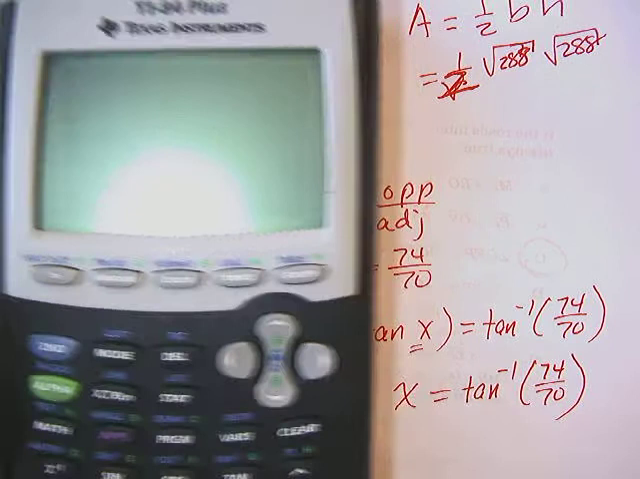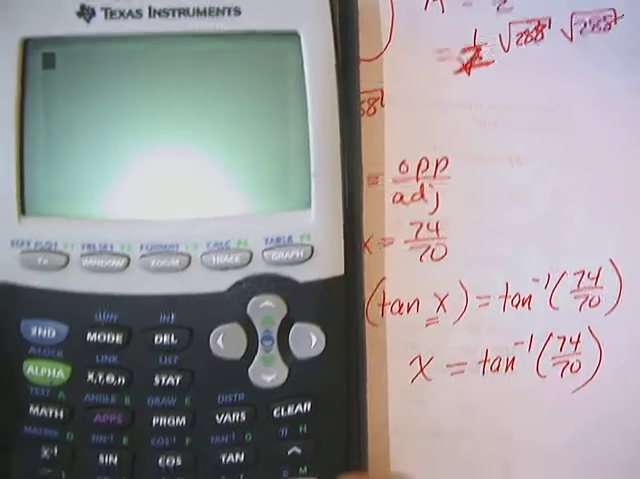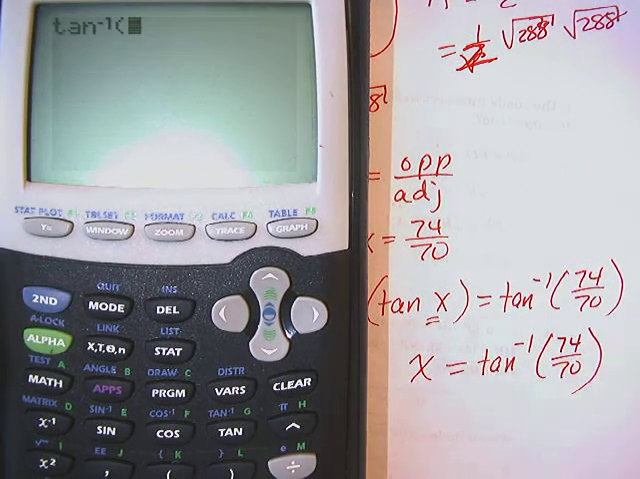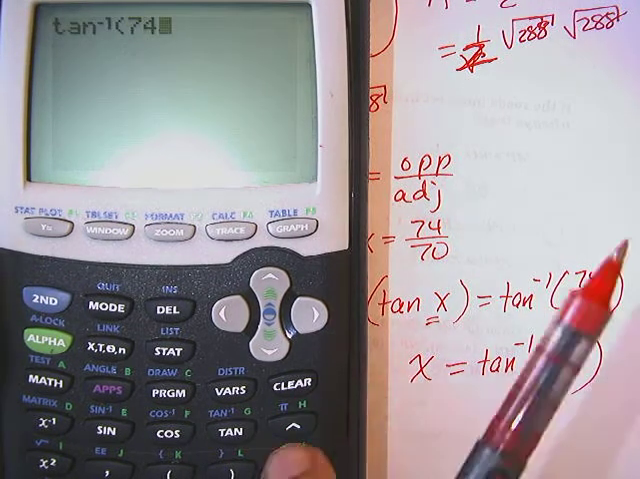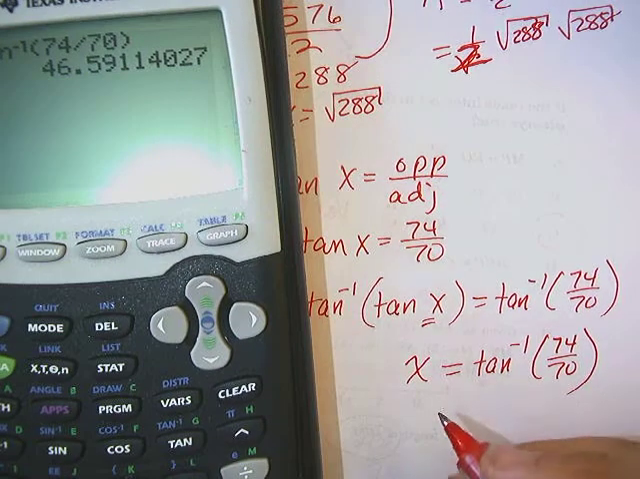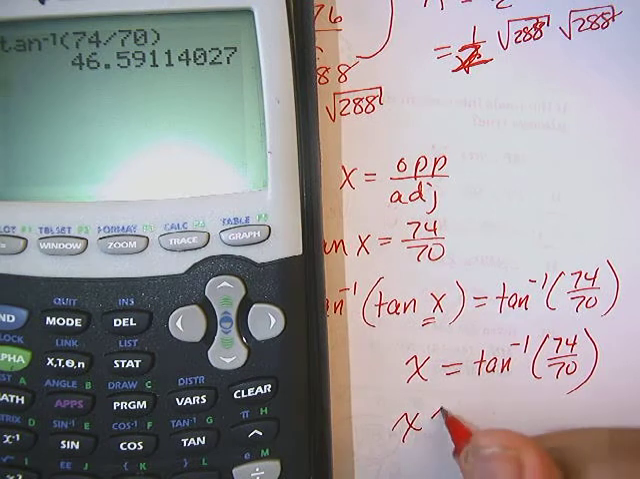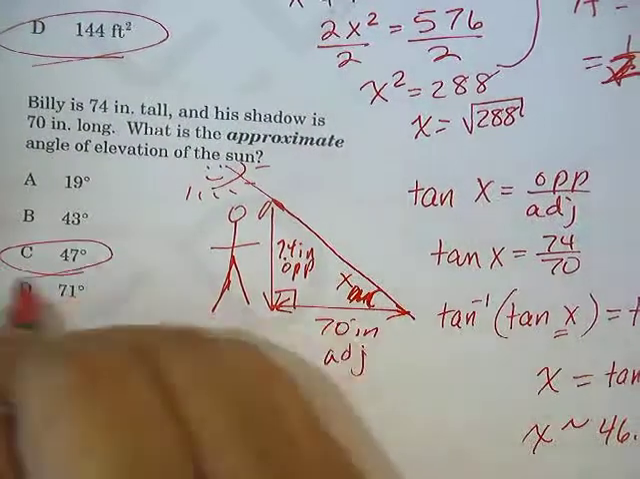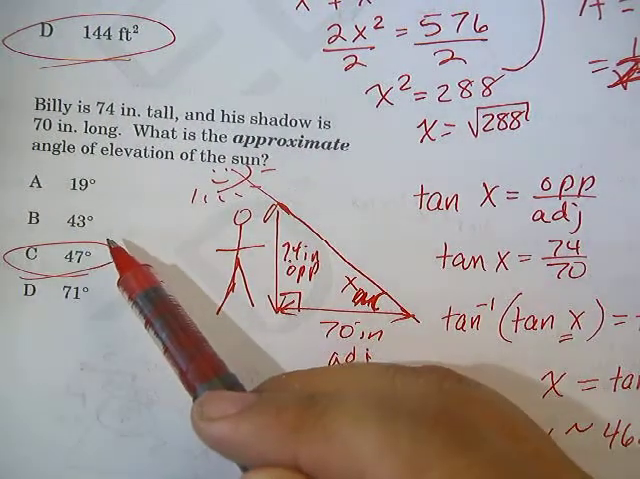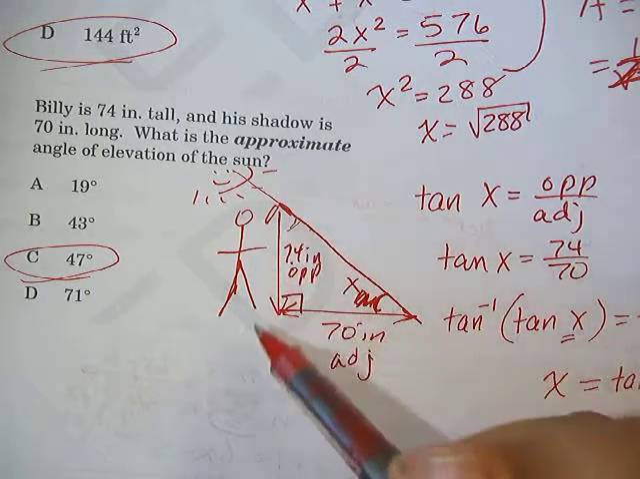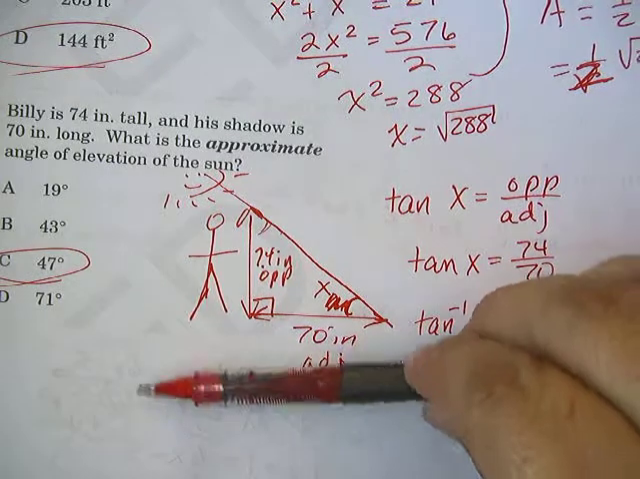All right, so now I can do inverse tangent. Inverse tangent is this blue one above the tangent. Hit second, inverse tangent of 74 divided by 70. I don't even have to simplify, it works. And I get approximately 46.59 degrees. That is equivalent to our answer of 47 degrees. If you accidentally got 43 degrees, you were probably using the wrong angle, which is not the angle of elevation. Remember, angle of elevation is going up.